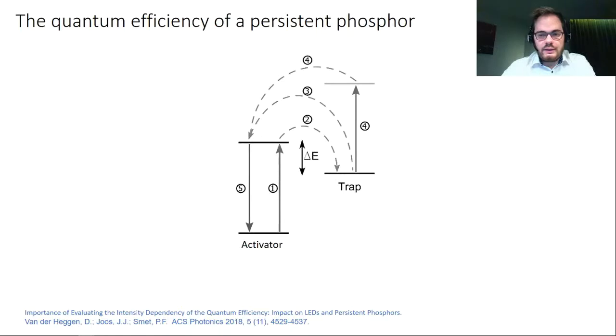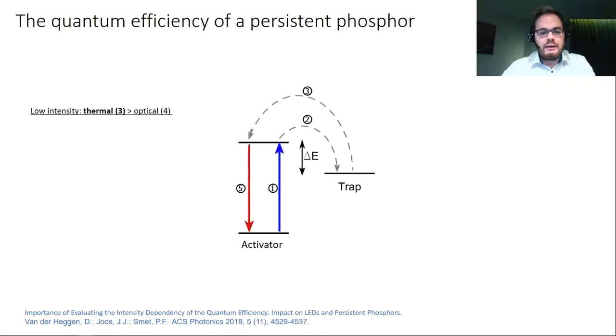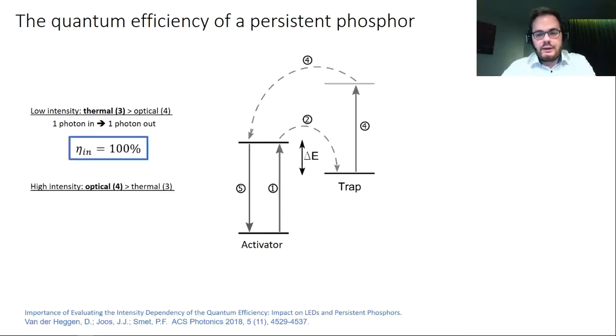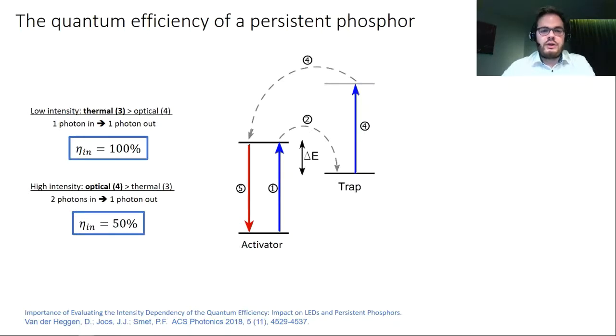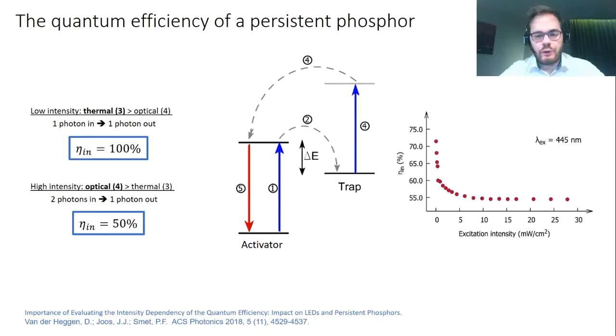Well, at low intensities, the thermal detrapping route is preferred over the optical detrapping route. One photon is absorbed and one photon is emitted, and in the ideal case, we would have a quantum efficiency of 100%. At higher intensities, the optical detrapping route becomes more probable than the thermal detrapping route, and as I explained before, two photons in, one photon out, so this process has a maximum internal quantum efficiency of 50%. So you can see that we are going from a high quantum efficiency at low intensity to a lower quantum efficiency at higher intensity, which is in line with the results I have shown you before.